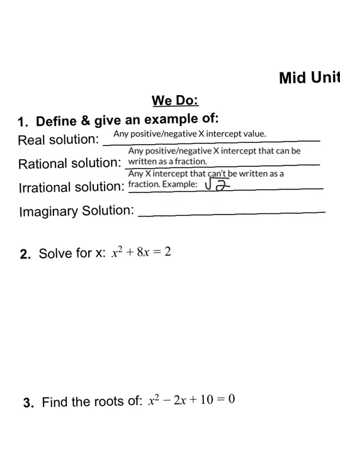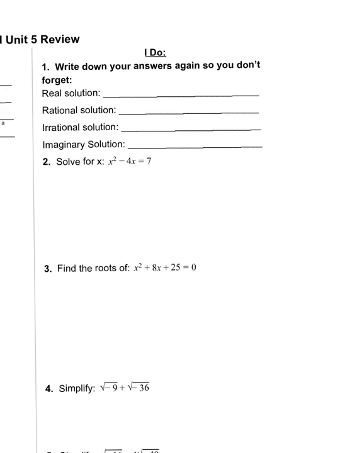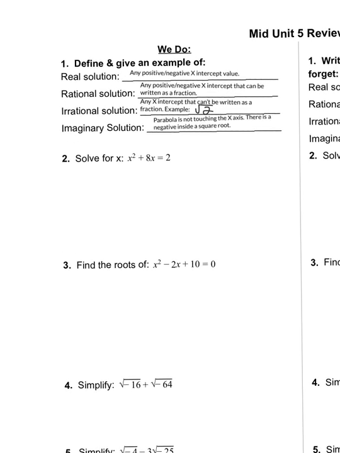And then an imaginary solution would be where the parabola is not actually touching the x-axis and has a negative inside a square root. So yeah, that's what I said for that. Parabola is not touching the x-axis. There's a negative inside a square root. Okay, so get to know those definitions. Honestly, on the I do side, I just said write down your answers again so you don't forget them.